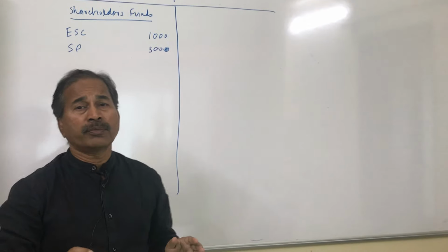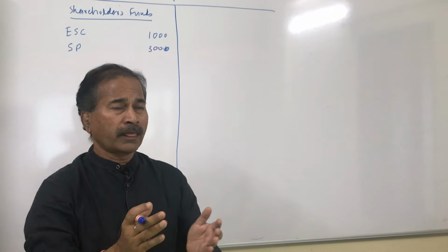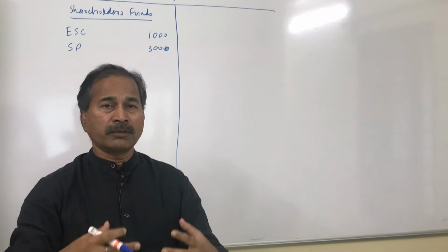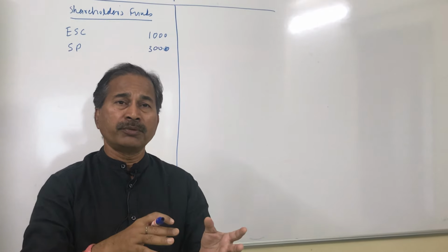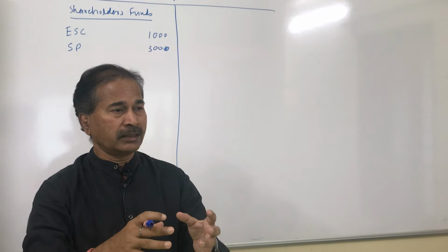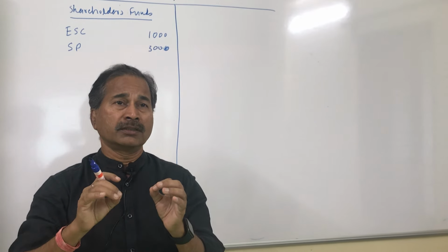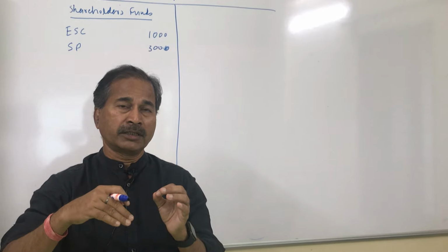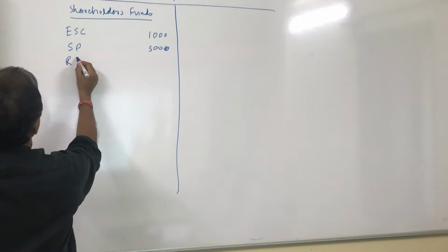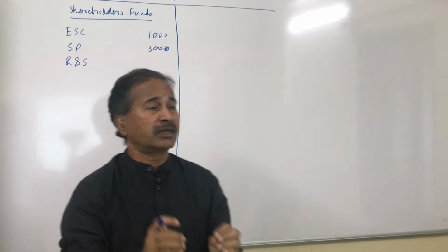Now, not only share premium, what will happen in future? In future, the company will start operating, and when the company starts operating, it will keep making profit. Part of this profit the company will distribute to the shareholders as dividend, and part of the profit the company will retain for future requirements. That component of profit which is retained by the company within the business comes in the balance sheet as reserves and surplus.